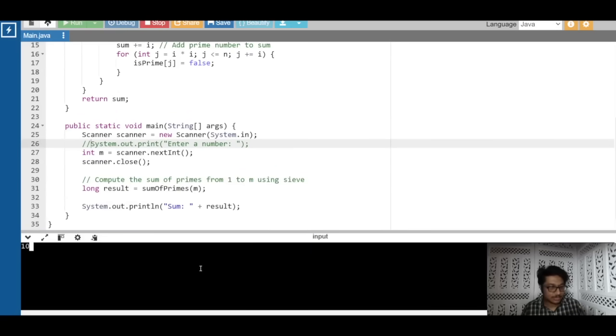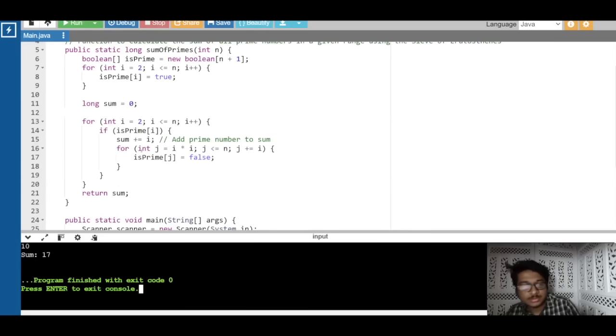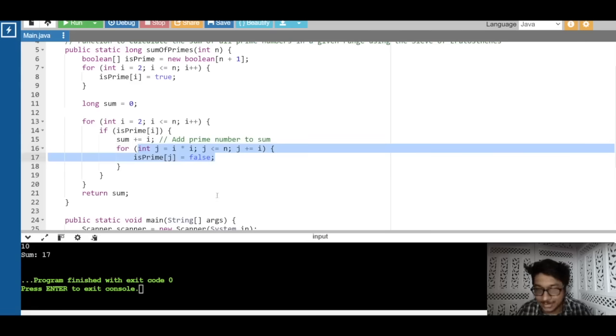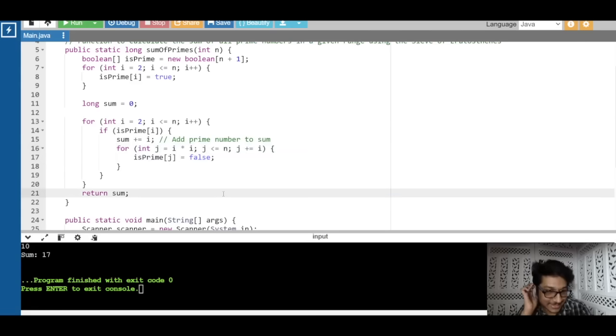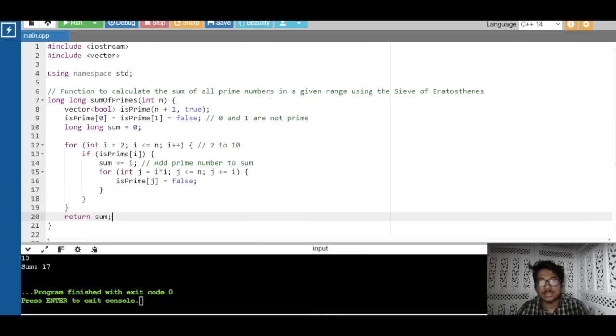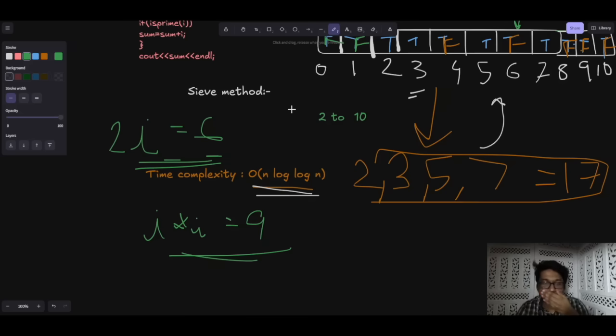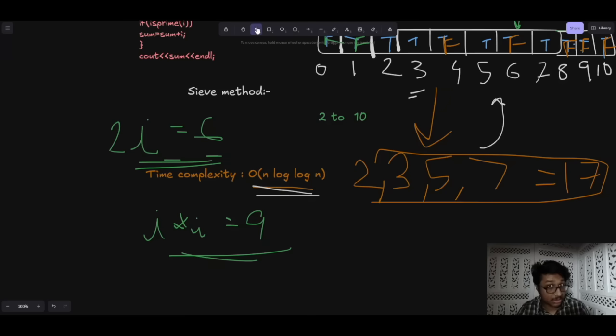So you get 10 and you get 17. Okay. So these small optimizations matter. I mean, it doesn't matter for this exam, but yeah, I just told you this method because this would be helpful for you somewhere down the line in the future. Okay. Sieve of Eratosthenes is a very important method. But anyways, I'll come down to the next question.